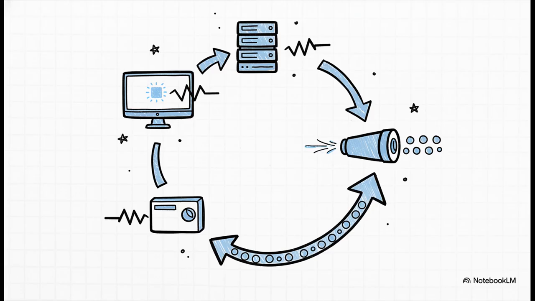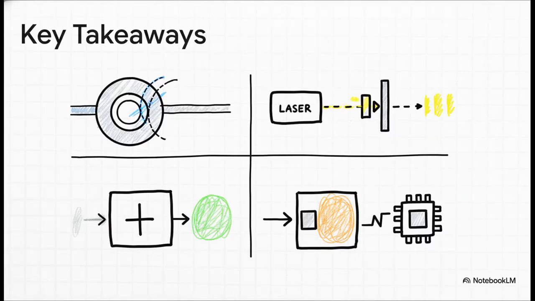In a tiny fraction of a second, our one little pixel has gone from electricity to light, traveled thousands of miles, and turned back into electricity just in time to show up on your screen. And remember, this happens millions upon millions of times every single second for every device on the internet. It's just mind-blowing. So let's just boil it all down real quick.